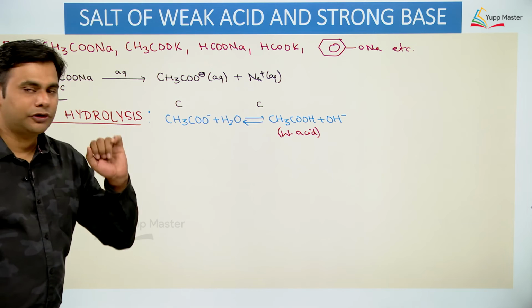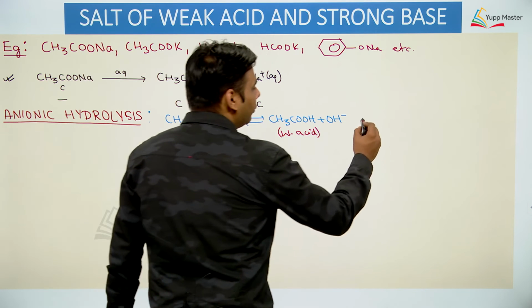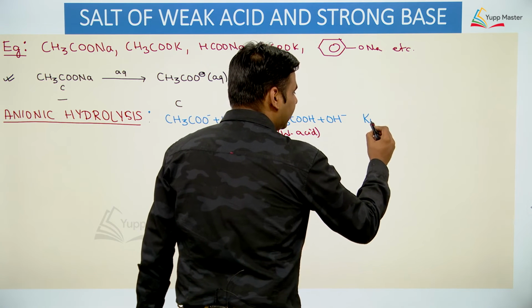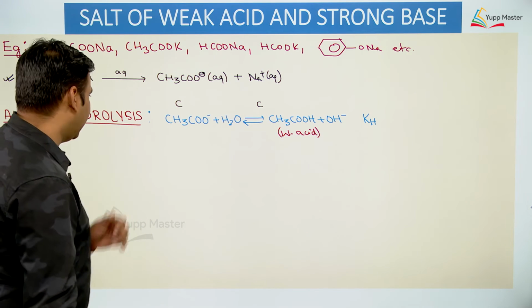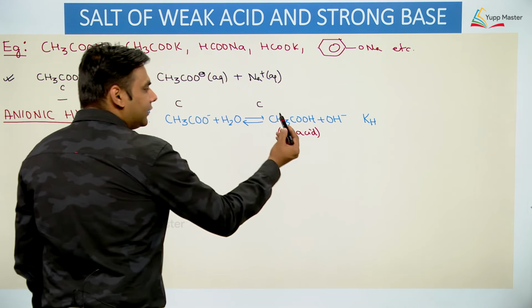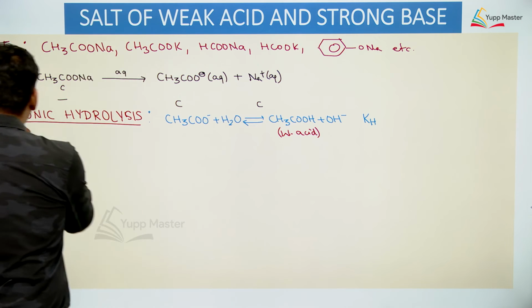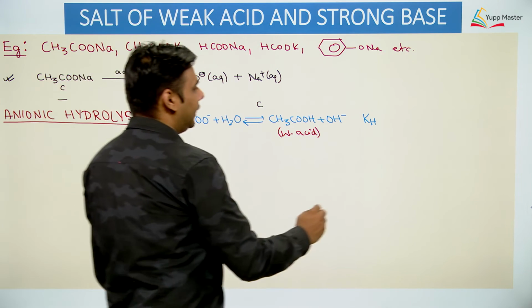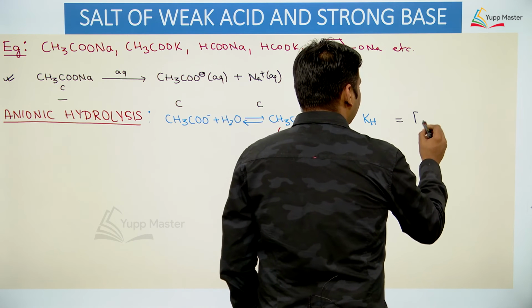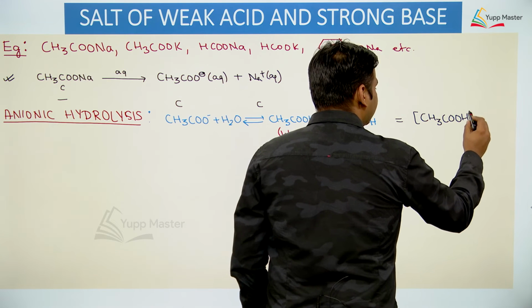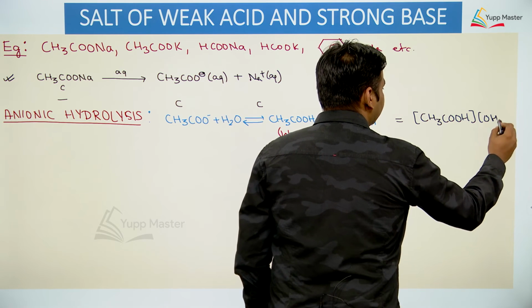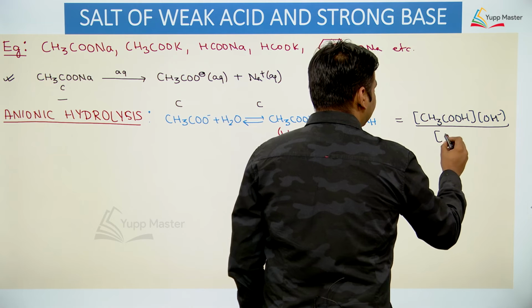Because there is an equilibrium established, we will have an equilibrium constant in this case, which is written as Kh. This Kh is called the hydrolysis constant, and the value of Kh will be the concentration of acetic acid into the concentration of OH negative, divided by the concentration of acetate ion.